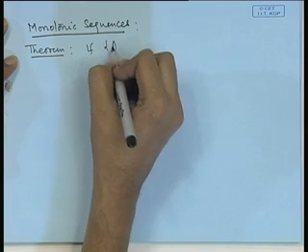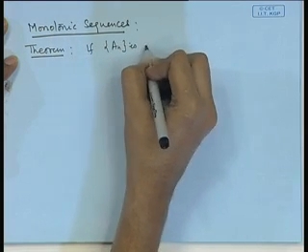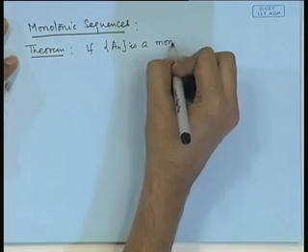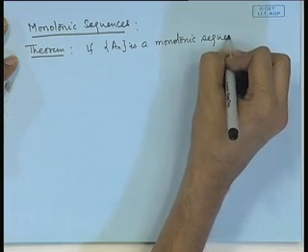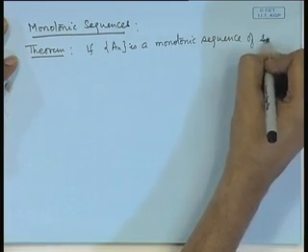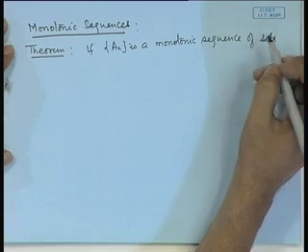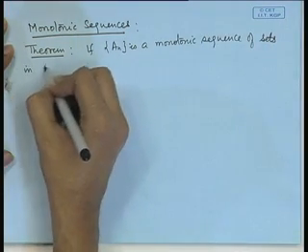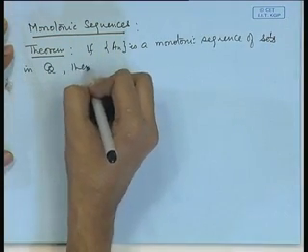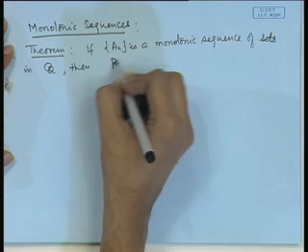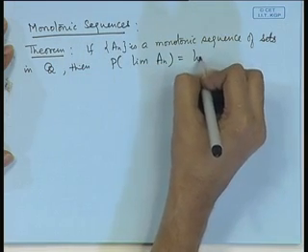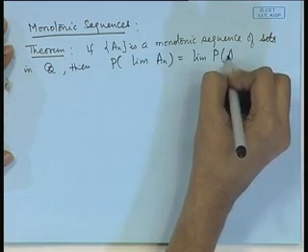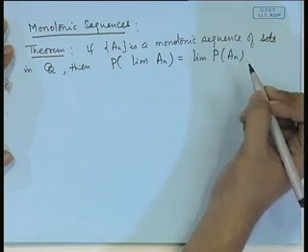If An is a monotonic sequence of sets in B, then probability of limit of An is equal to limit of probability of An.